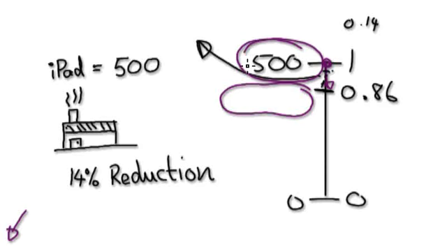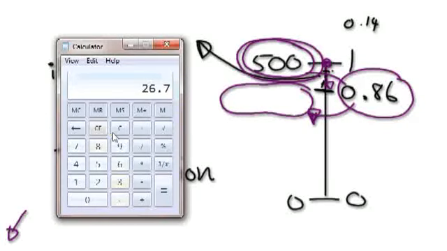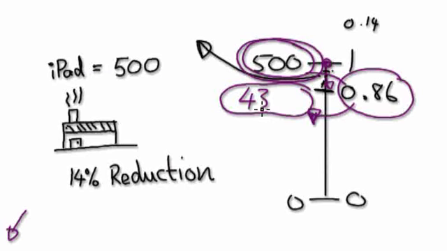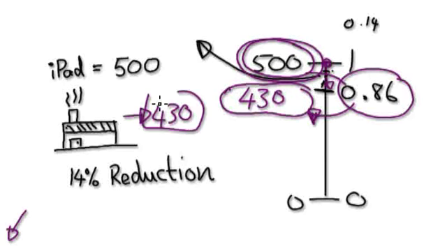So now it's just a matter of figuring out this value here. So it's always this times this, and then that would take you to this stage here. Okay, so it's a matter of 500 times 0.86 equals 430. So for that month, your factory turned out 430 iPads.